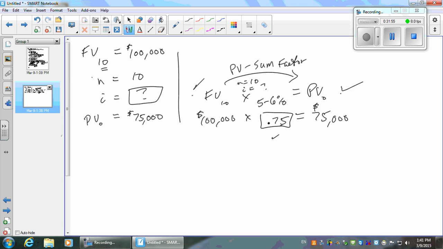Does anybody have a calculator that does present values? You do? Input into your calculator the future value, which is 100,000. The present value is 75,000. The number of periods is 10. Ask it to solve for the interest rate, and you'll get the value.